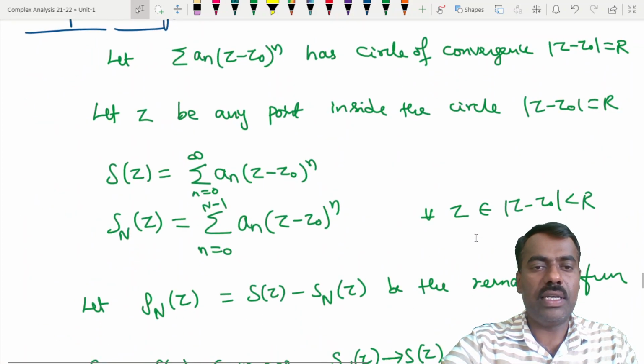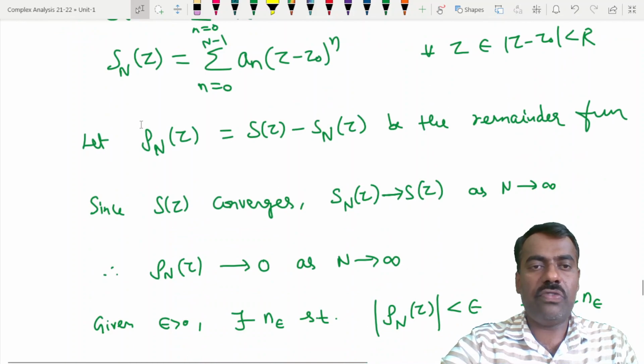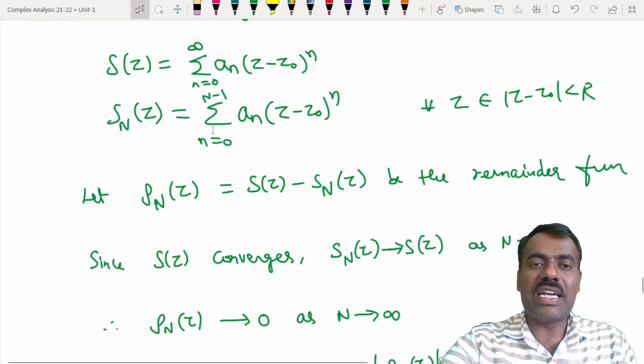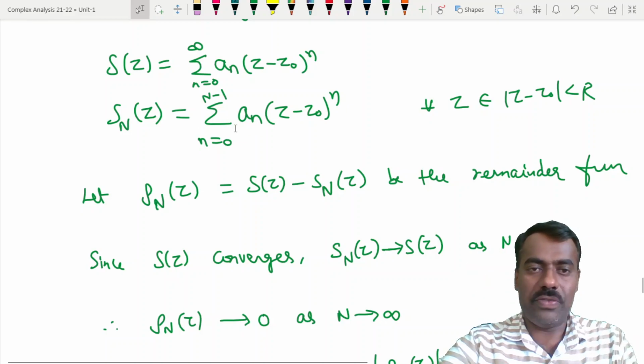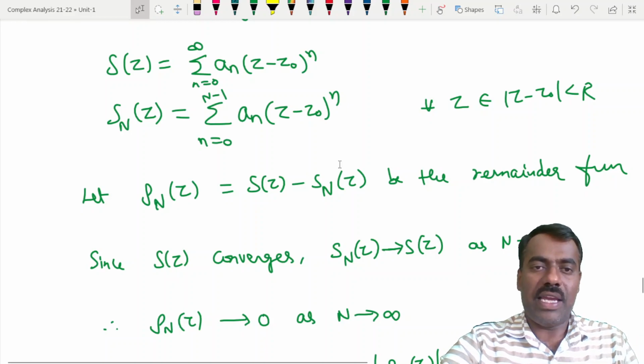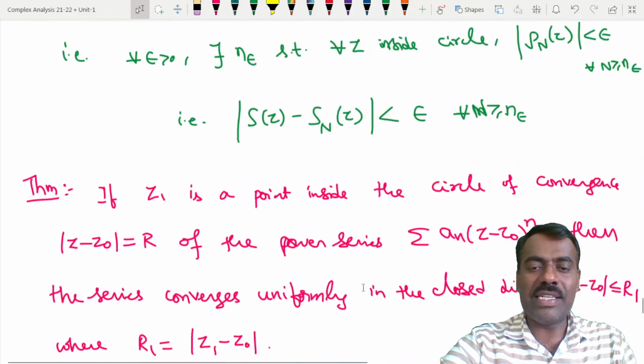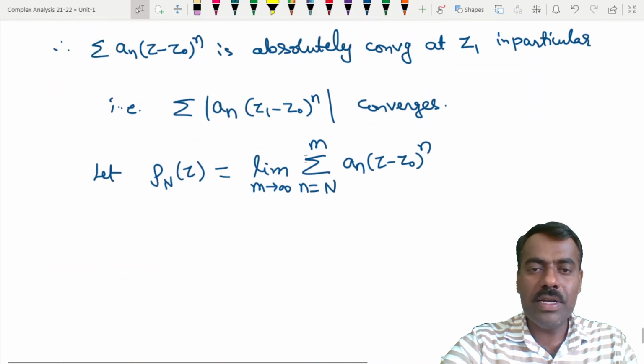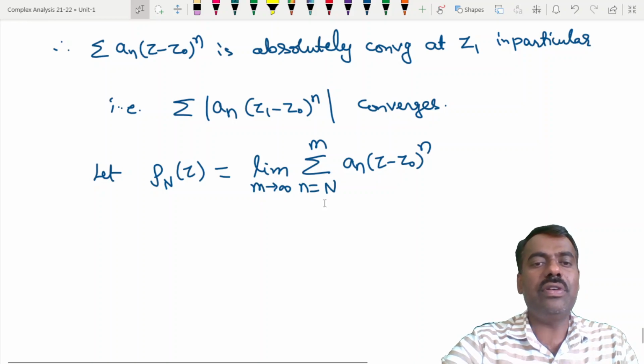Here, if you see, for any series, rho_n of z is s of z minus s_n of z. That means if you take this difference, what we get is the terms starting from capital N onwards, the remainder. Instead of writing n to infinity, you write n to m, and then let m tend to infinity.